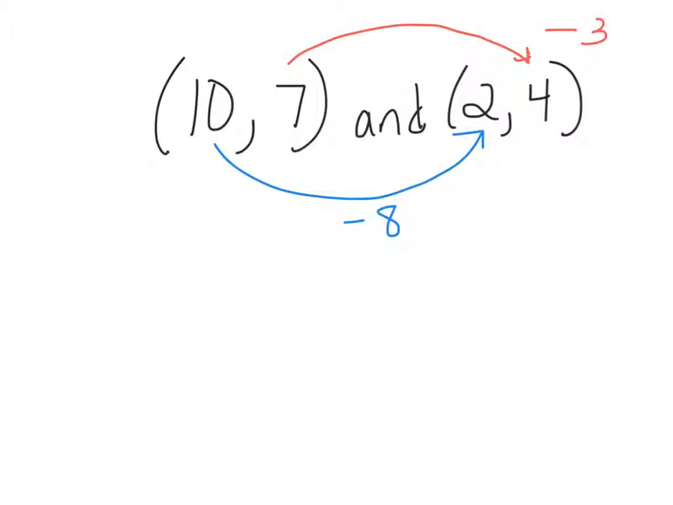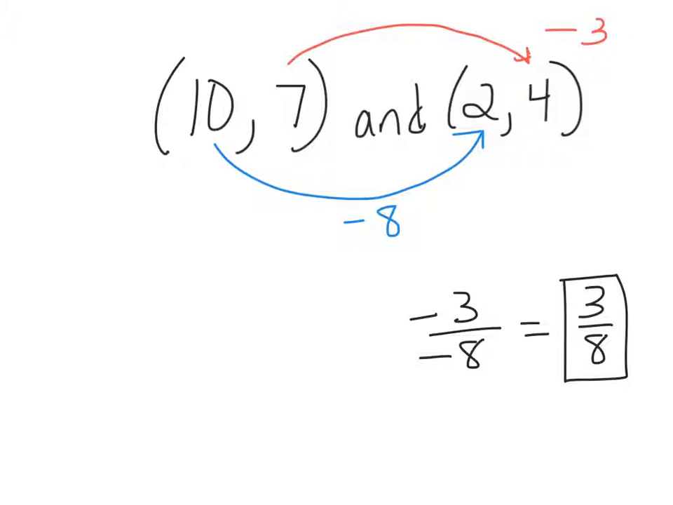And now it's just a change in y, which is a negative 3, over the change in x, which was a negative 8. I have two negatives. And a negative divided by a negative is a positive. So I'm going to rewrite that so that it is positive 3/8. All right. Well, every one of these I've done so far, the numbers inside the ordered pairs have been positive. So now we're going to see what would happen if some of those numbers are negative.